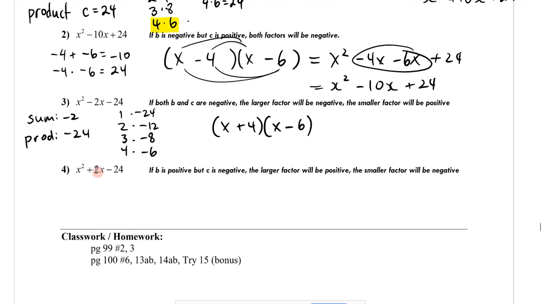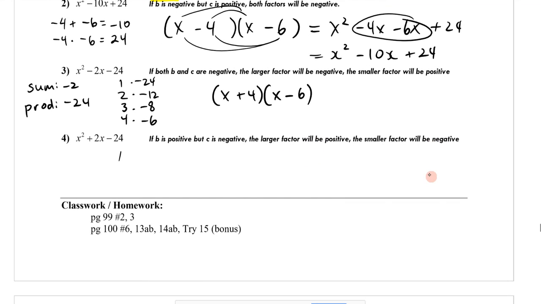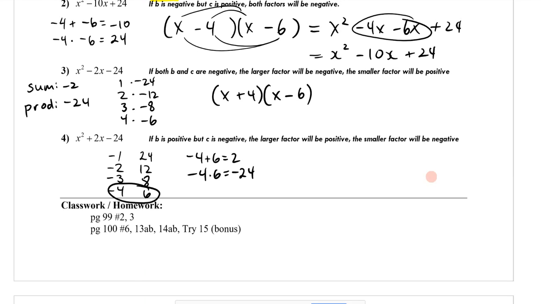And then what if the sum, or the b, is positive but c is negative? Well, it'll be the other way around. The large factor will be positive and the smaller factor will be negative. So I can write out the factors 1, 2, 3, and 4. I'm going to make them negative. The smaller ones will be negative, and the bigger ones will be positive this time. So 24, 12, 8, and 6. And which pair will give me a positive 2? Well, if I add negative 4 and 6, I'll get a positive 2. So negative 4 plus 6 equals positive 2. Negative 4 times 6 equals negative 24.